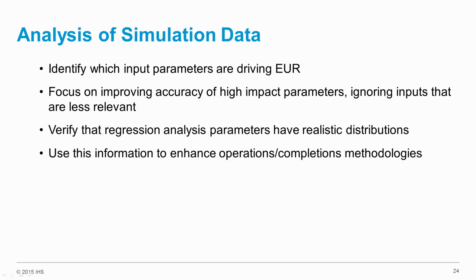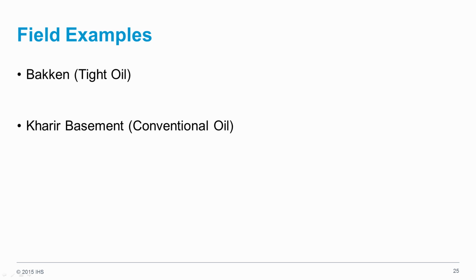By analyzing the simulation data, we can also improve on the accuracy of our high-impact parameters, ignoring inputs that are less relevant. We can also verify that parameters used in regression analysis have regressed to realistic distributions. All of this information can be used to enhance operations and completions methodologies. Now we're going to apply this approach to two field examples, one in the Bakken and one in the Kharir basement.